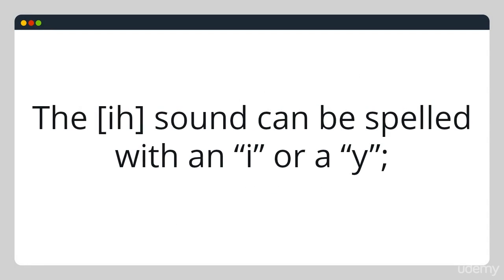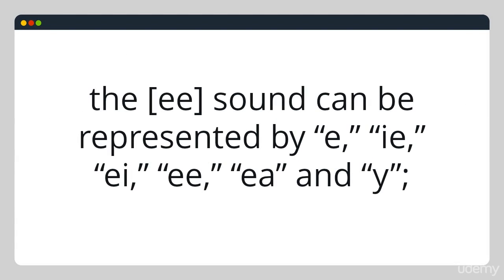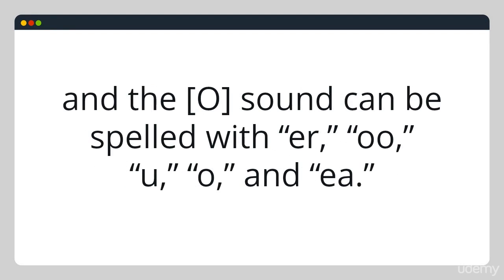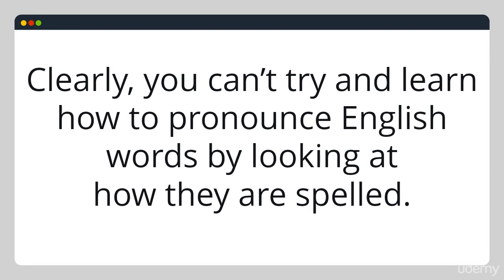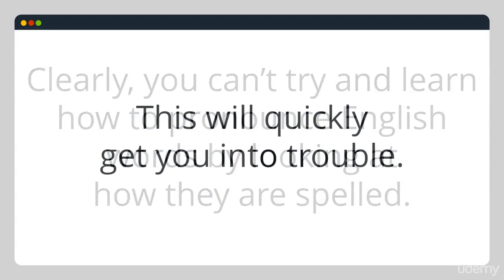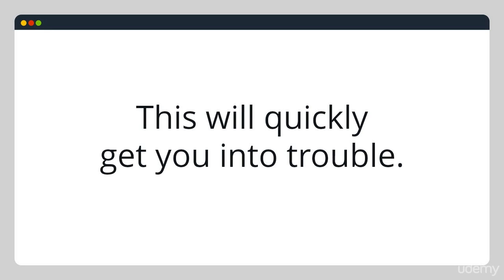The I sound can be spelled with an I or a Y. The E sound can be represented by E, IE, EI, EE, EA, and Y. And the sound can be spelled with ER, OO, U, O, and EA. Clearly, you can't try and learn how to pronounce English words by looking at how they are spelled. This will quickly get you into trouble.